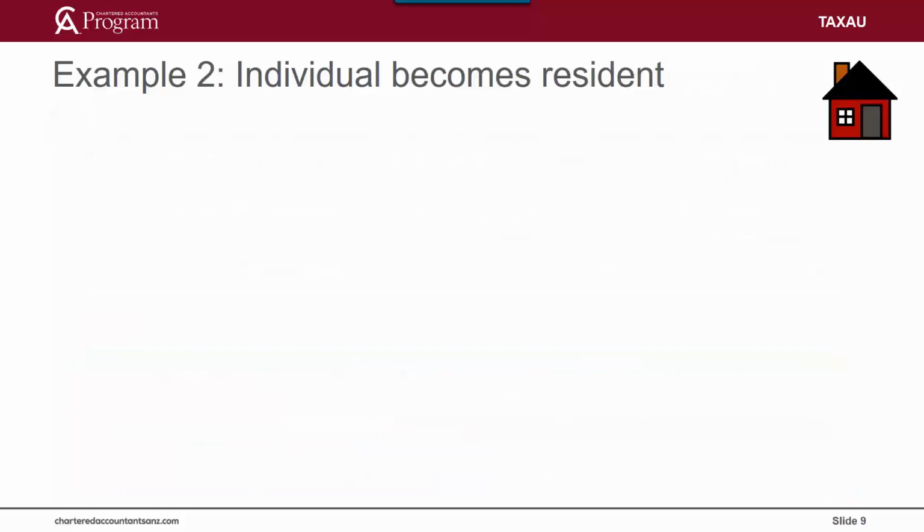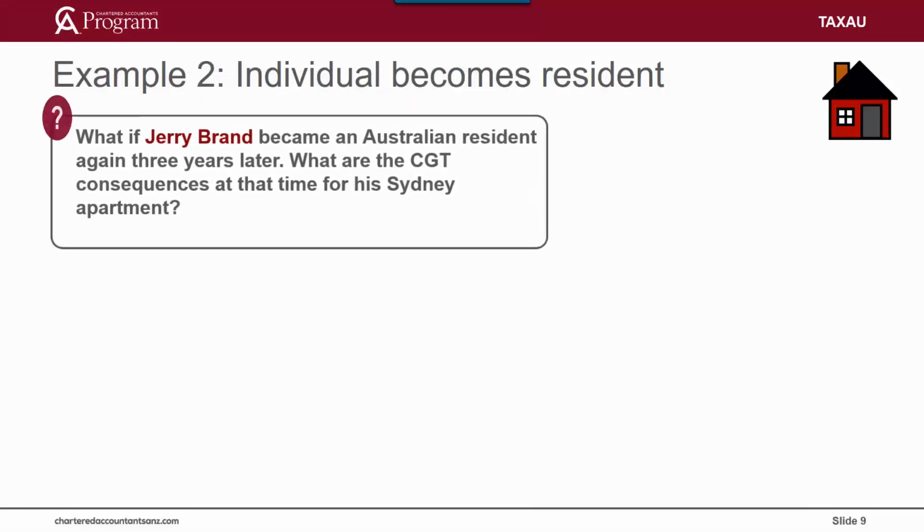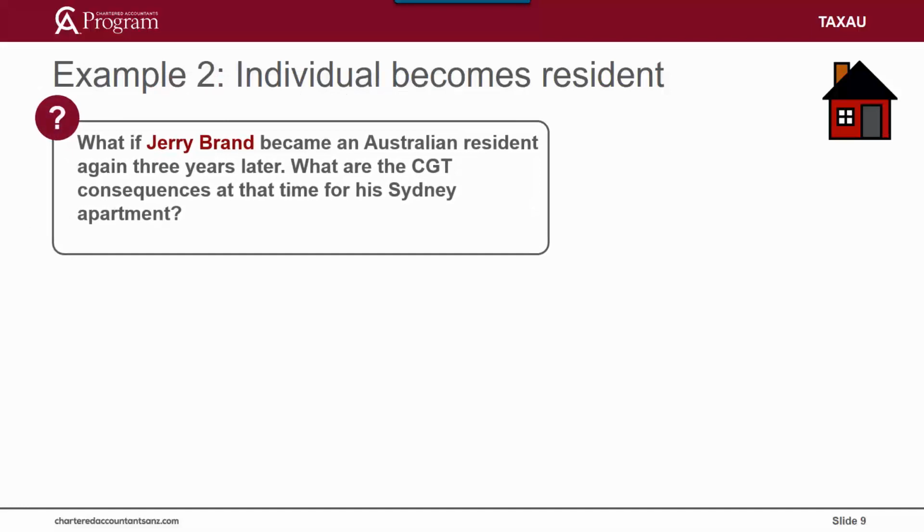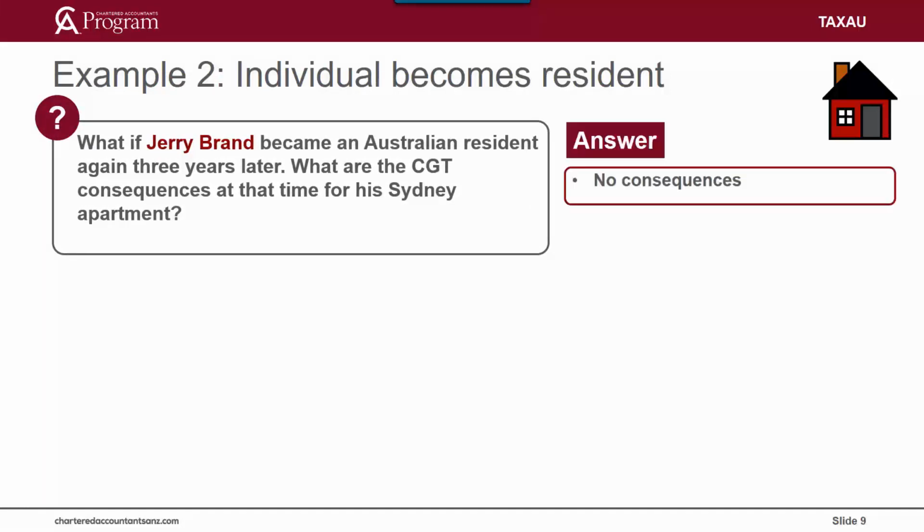So let's further check your understanding, but this time let's consider what happens to post-CGT assets when a taxpayer becomes an Australian resident. What if Jerry became an Australian resident again 3 years later? What are the CGT consequences for Jerry's Sydney apartment? The correct answer is that, as the apartment in Sydney is located in Australia, it is taxable Australian real property, TARP, which is a type of taxable Australian property.